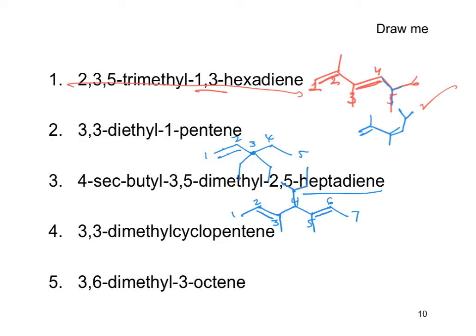Okay, so we have our sec-butyl position that we just connected. That's my sec-butyl. That's my double bond. And those are my methyl groups. I should be good to go.